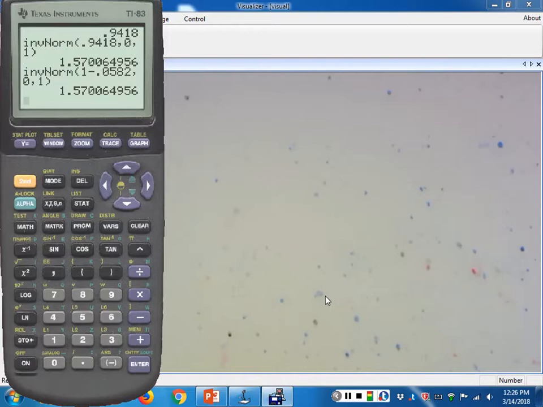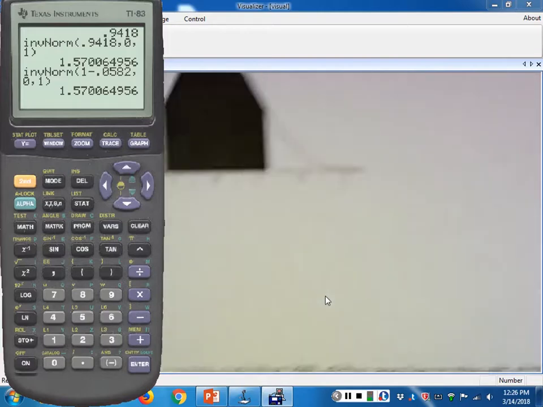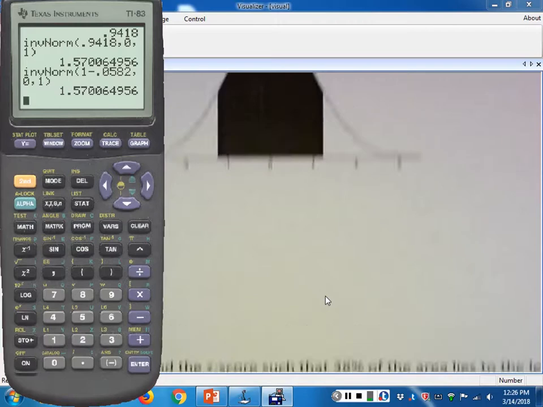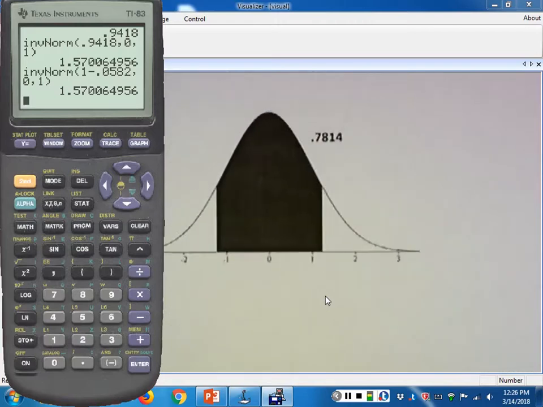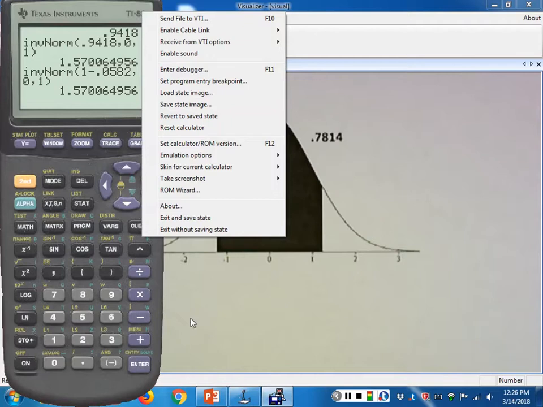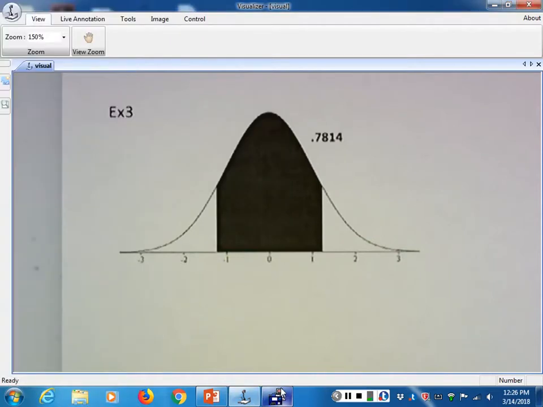Now the next one we're going to do is going to be an example of what in the world am I going to do if they don't give me the area to the left or the right, either one. What if they give me the area between 2 numbers? And I'm supposed to find the area between both of them. I'm supposed to find both of those numbers. How am I going to do that?